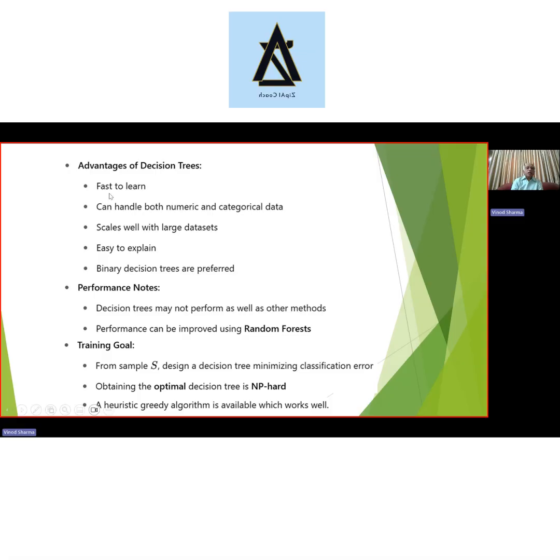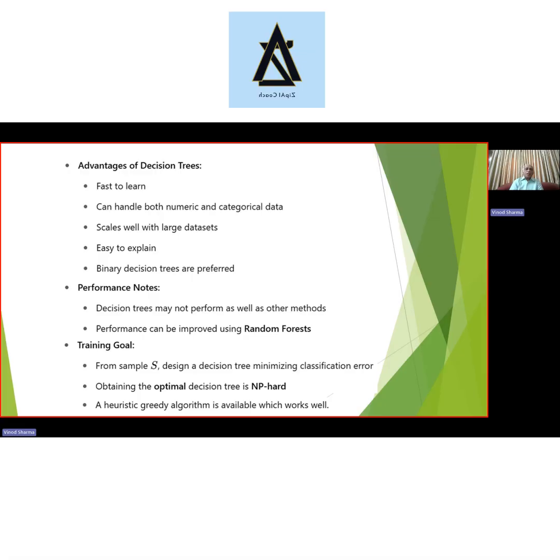They scale well with large data sets, when the training sample size m is large, or the dimension of x is large. It's easy to explain. It's an important point because once a point x goes through a decision tree till it reaches the leaf, that whole sequence of questions that are answered explain how the decision was made, and this can be understood by human beings.